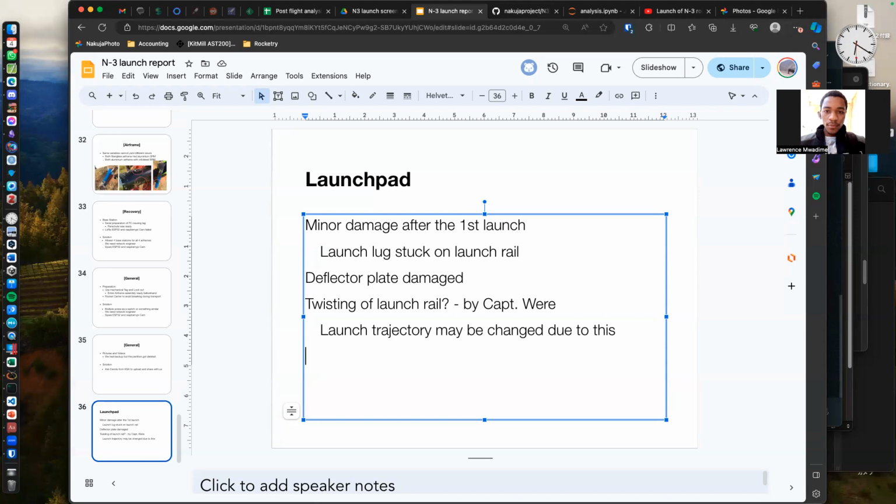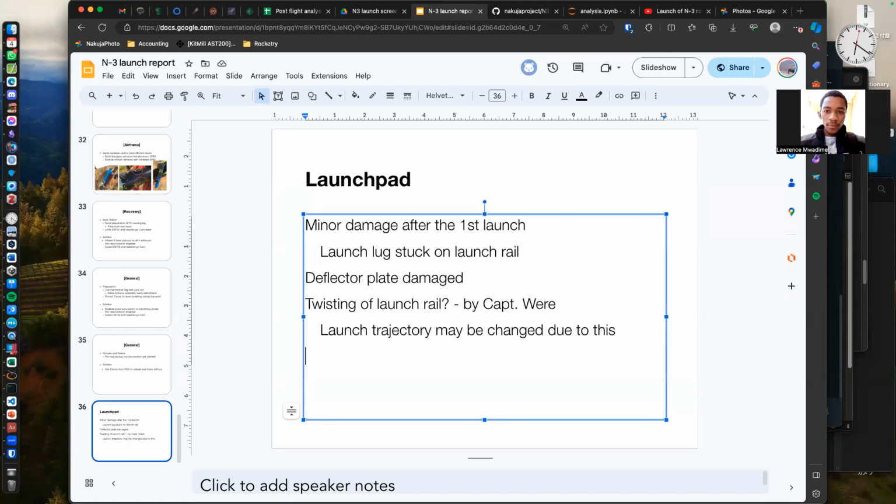So for our launch pad, like you pointed out, we may need to rethink the design of the blast deflector. In the case that Captain Were was right and we have an issue with the reaction from the deflector, then if we redesign the blast deflector, that problem will go away. And also with another redesign of the blast deflector, we'll have a better product for future launches.